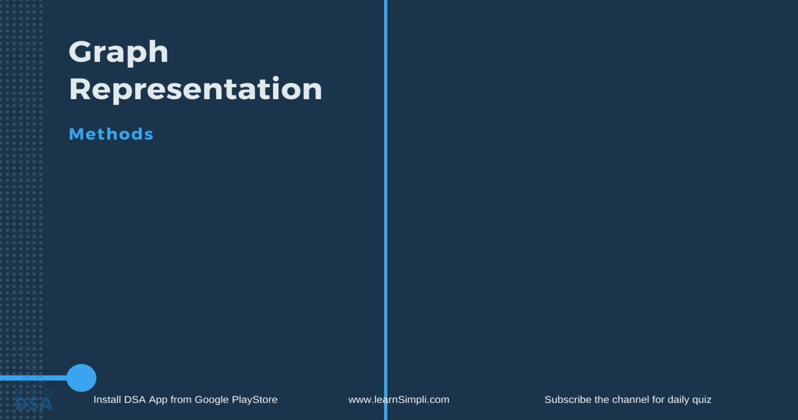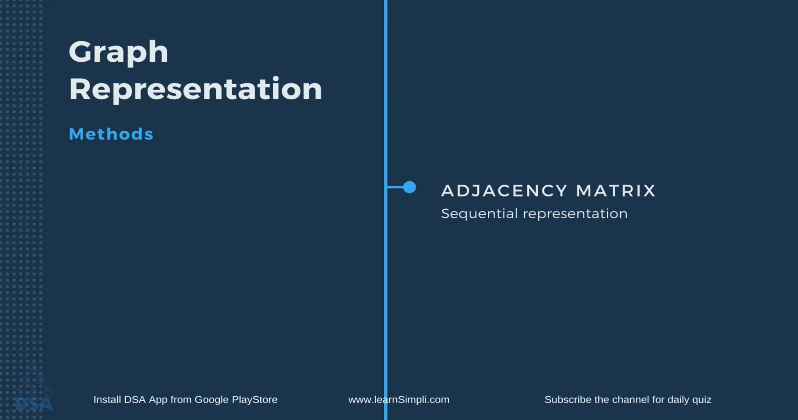In the last two videos, we discussed the graph representation methods. They are the adjacency matrix representation of a graph, also called the sequential representation of a graph, and the adjacency list representation of a graph, which is also called the linked list representation.